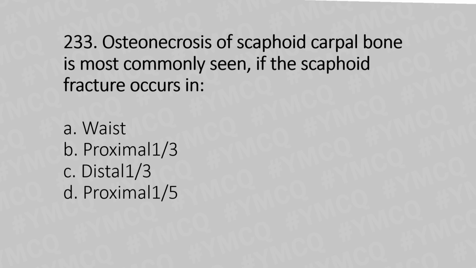Now let's move to question number 233. Osteonecrosis of the scaphoid carpal bone is most commonly seen if the scaphoid fracture occurs in option A, wrist, option B, proximal 1/3, option C, distal 1/3, option D, proximal 1/5. And the answer is option D, proximal 1/5.